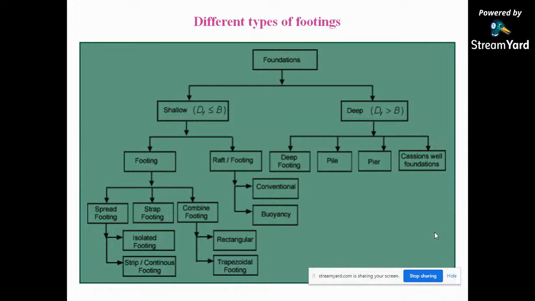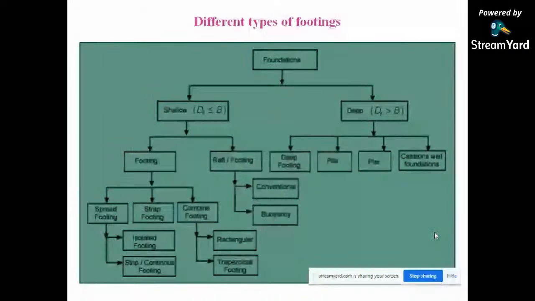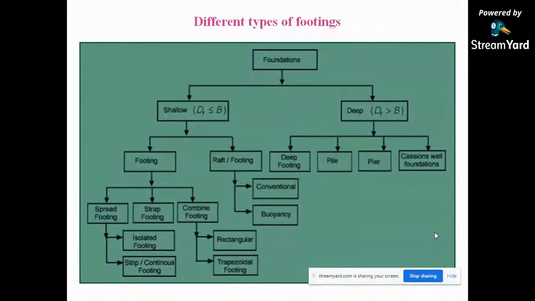If you are considering a shallow foundation, then the depth of foundation Df should be less than or equal to B, where Df is the foundation depth and B is the width of your design footing. When the depth of foundation is less than or equal to B, you can provide a shallow foundation. If the depth of foundation is greater than the width of footing B, then you have to go for a deep foundation.